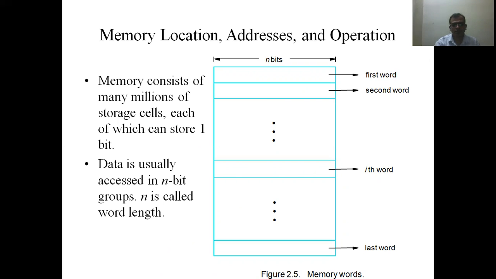Data is usually accessed in n-bit groups. n is called the word length. This is the first word, this is the second word, and successively it will move to the last word. In this successive order, the bits of information are going to be stored. So the data is usually accessed in n bits.